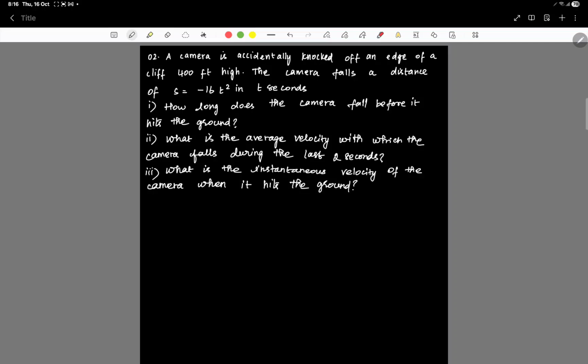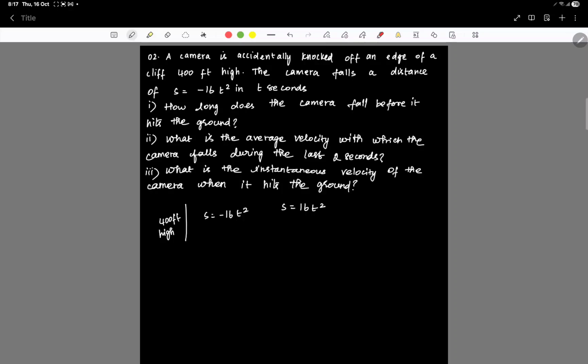Okay, first of all, there is a camera. It falls from a cliff that is 400 feet high. Now the s that travels in t seconds is given by s is equal to minus 16 t square. Since it is traveling from the edge of the cliff to the ground, we can take the distance as s is equal to 16 t square.